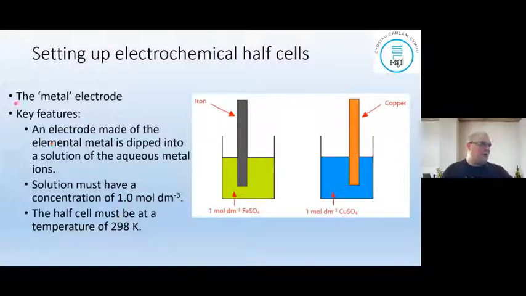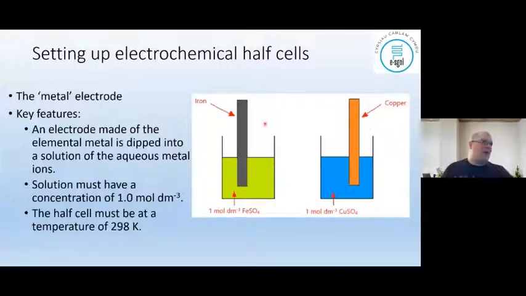Now, I will point out that these are not official names. These are just ways that I personally remember them, so please don't quote me on this in your exam. But the first type is what I call the metal electrode, because it involves the metal that you're actually investigating. So in my diagrams, I've got iron and copper.